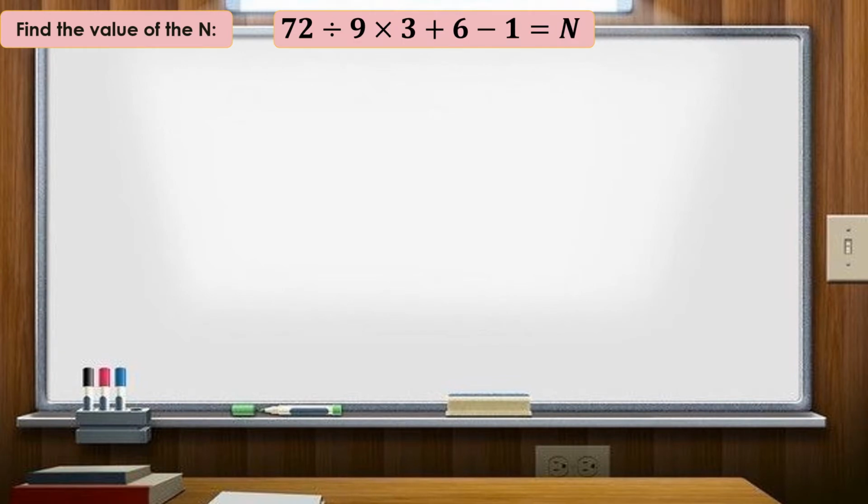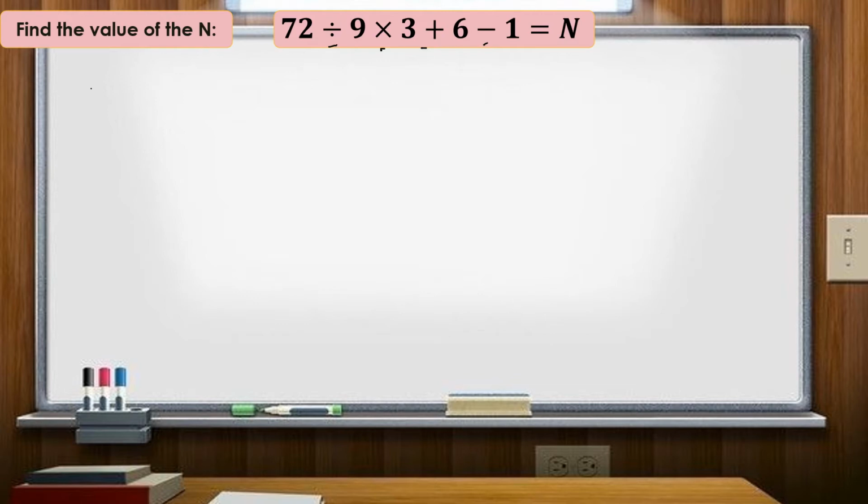Find the value of n. 72 divided by 9 times 3 plus 6 minus 1 equals n. As you may see, we have four operations. The first operation from left to right is division, so we must do the division. Teacher, there is a multiplication behind the division. Whatever comes first, that is what we do. If division comes first, we divide. If multiplication comes first before division, we multiply first.